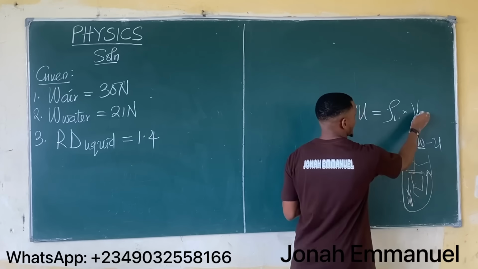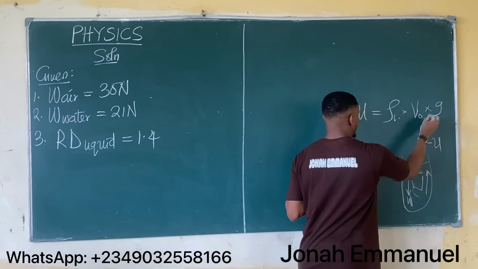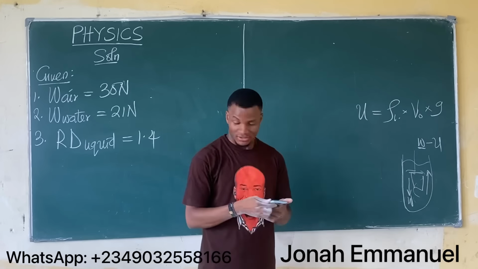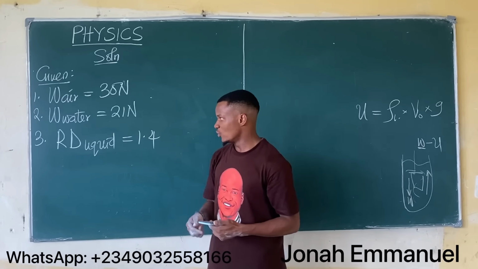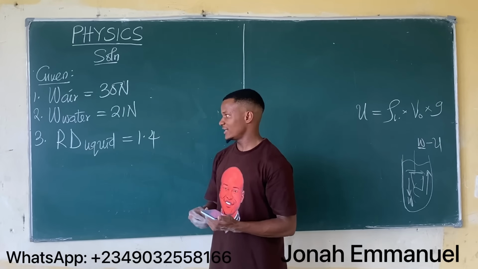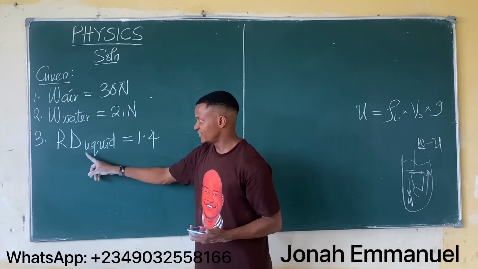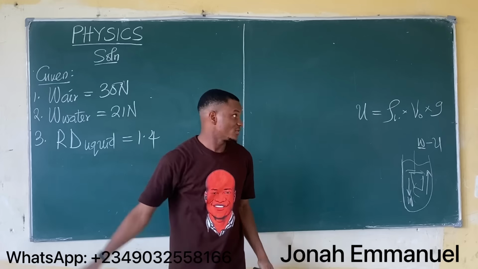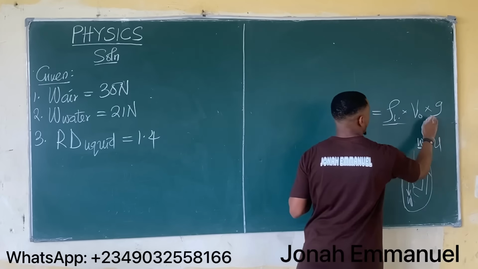Volume of the object in air times gravity. Let's see our question. Do we have the density of the liquid? No, we are given the relative density. From the relative density, we can get the density of the liquid. So we can get this one here. g is a constant.